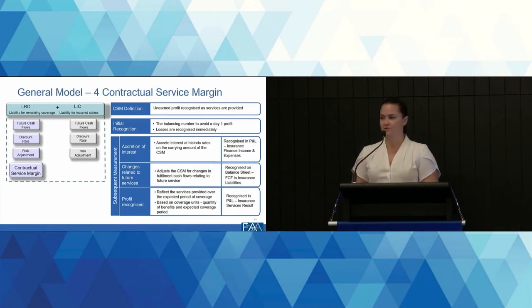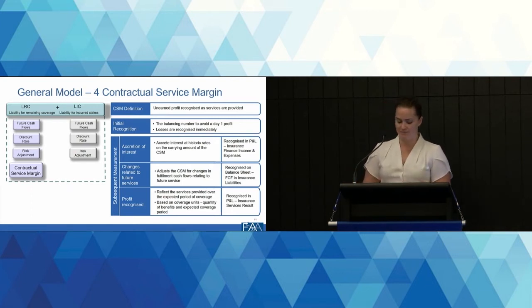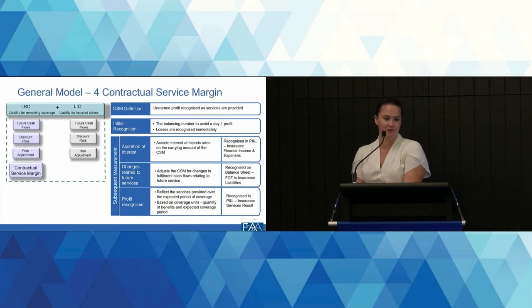When you go through to subsequent recognition in the CSM, we know that we need to account for things in cohorts. So you've got a 12-month period of claims coming in for this group. You add in any new claims that relate to any new sales of policies that relate to that 12 months. Once the 12 months is over, you close down that part of the calculation.